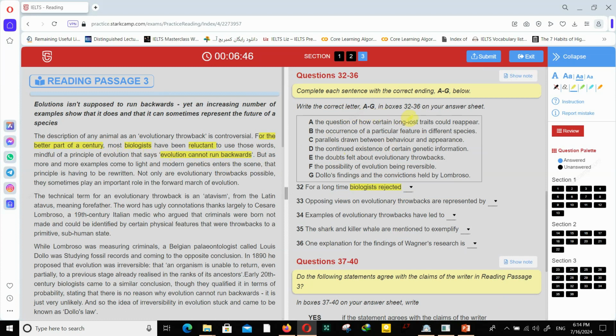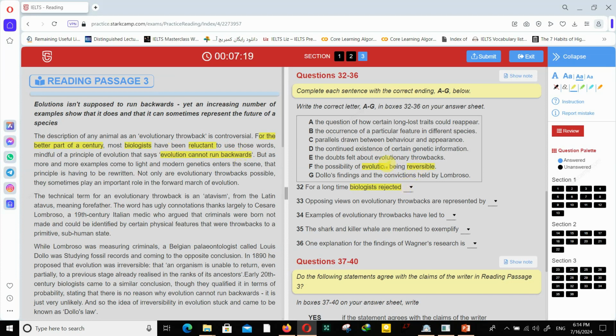The question of how certain long-lost traits could reappear, the occurrence of a particular feature in different species, parallels drawn between behavior and appearance, the continued existence of certain genetic information, the doubts felt about the possibility of evolution being irreversible, the possibility of evolution being reversible. What does it say? Here it says that evolution cannot run backwards. Here it says that they reject the possibility of evolution being reversible.